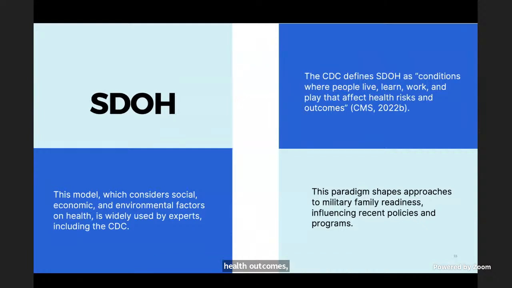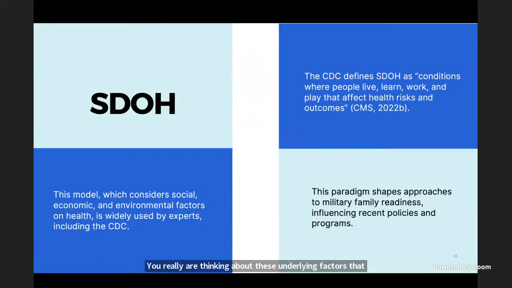Again, this is just a quick summary slide, and it talks about how the model considers these social, economic, and environmental factors. It's widely adopted, including by the Centers for Disease Control. The table that I just shared with you is from 2018, also from the Kaiser Family Foundation, which is a really nice summary of this. The paradigm shapes approaches to military family readiness, and I think it has influenced policies and programs. It may not be expressly stated in a lot of policy guidances, but think about this in the work that you do. You really are thinking about these underlying factors that can contribute to family security.